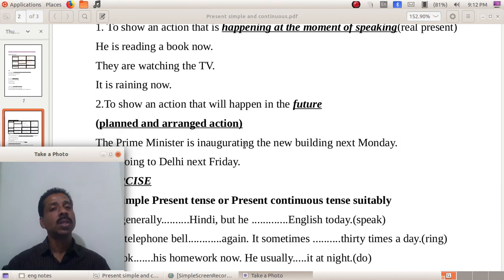Okay, so there is nothing difficult. So go through it and keep in mind the difference between simple present and present continuous. Okay, so we will discuss the other tenses in the following days. So today we will stop here, and I think we will meet tomorrow. Okay, thank you.